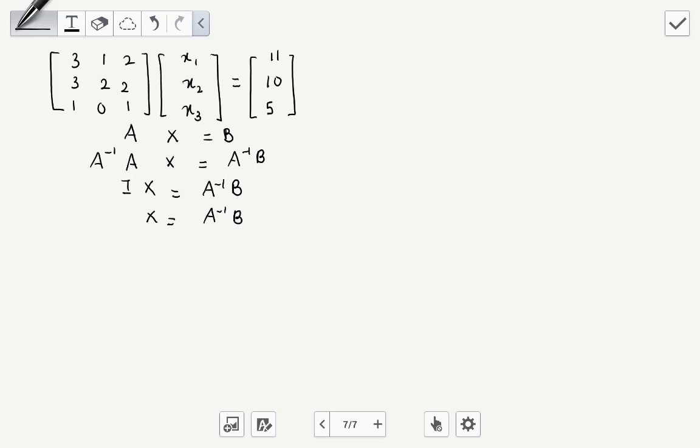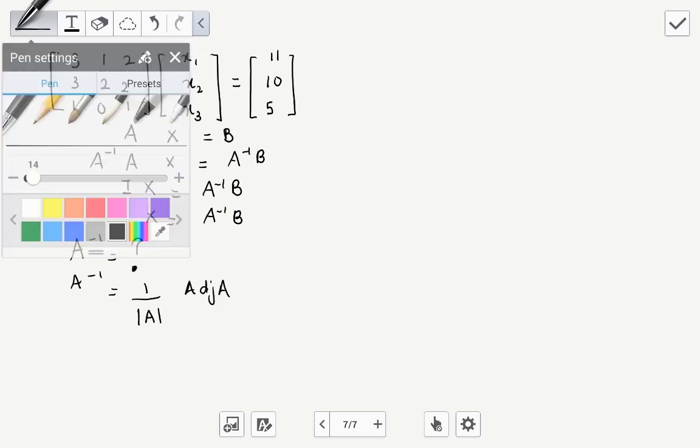Now students, to be able to find x, we already have matrix B, but we do not have matrix A inverse. But we already learned how to find A inverse. We have two methods: either you can use adjoint or ERO. Let's say I would like to find my A inverse using adjoint. You can always choose any method that you are comfortable with. Remember, finding the inverse using adjoint, the formula is 1 over determinant of A times adjoint of A. I hope you remember the formula.